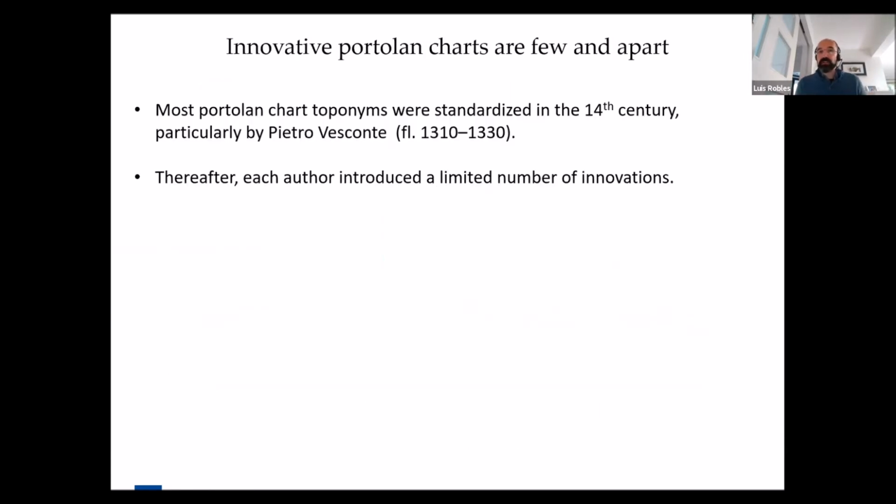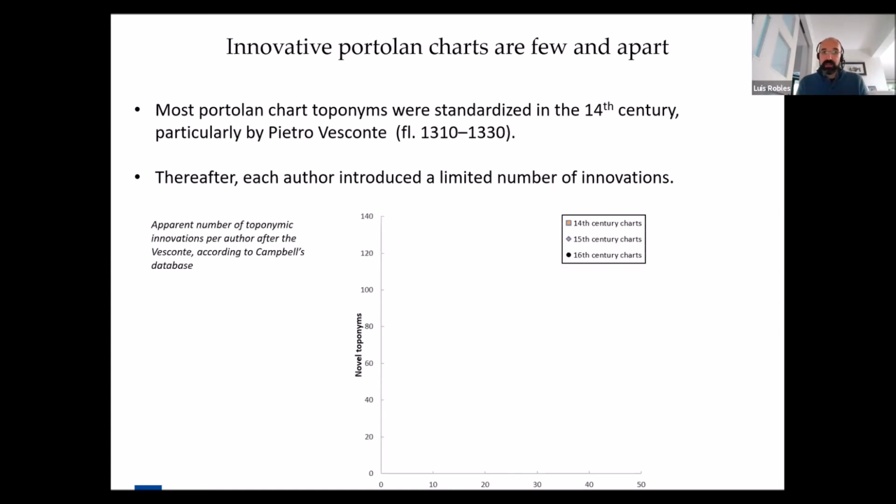So one established fact is that portolan charts were not in general very innovative, at least in terms of toponymy. Most of the toponyms were standardized early on in the 14th century, already in the charts by Pietro Visconti. And after that, there have been a limited number of innovations. Each author may have introduced a few of them, some of them a bit more. And in the graph I'm going to show, I have quantified that. This is based on Tony Campbell's database.